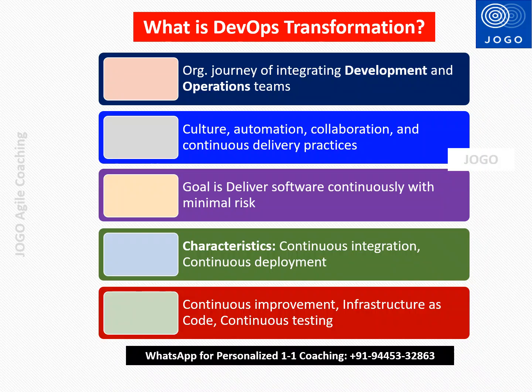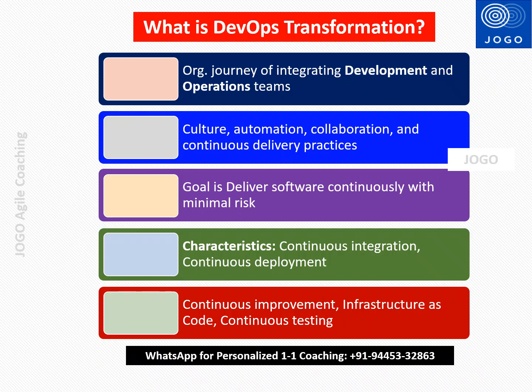Let us understand what is DevOps transformation. The organization's journey of integrating development and operations teams is the DevOps transformation. Usually the development team and operations team work in silos, and DevOps transformation will encourage them to work as an integrated team. Here we will focus on cultural transformation, automation, collaboration, and continuous delivery practices. So DevOps is not just one transformation. It needs transformation of culture, automation, collaboration between development and operations teams, and also continuous delivery practices.